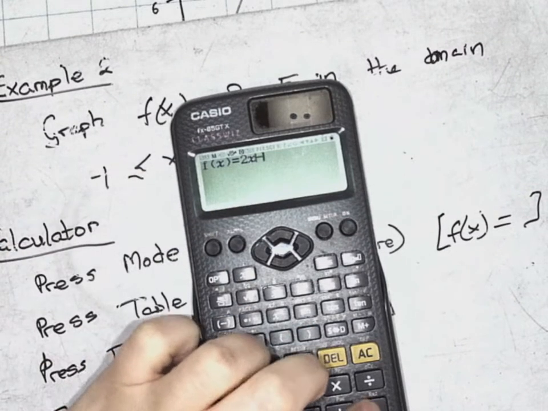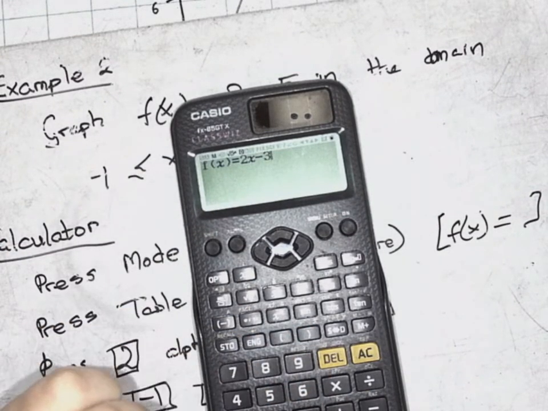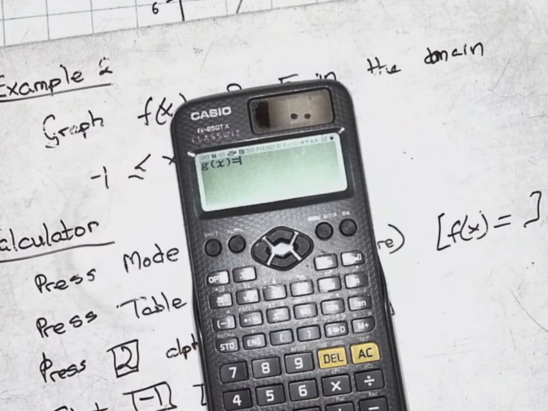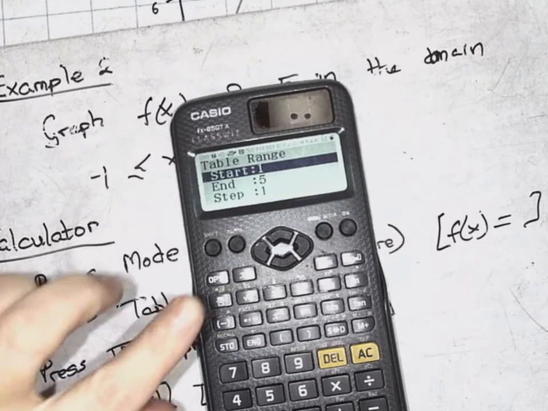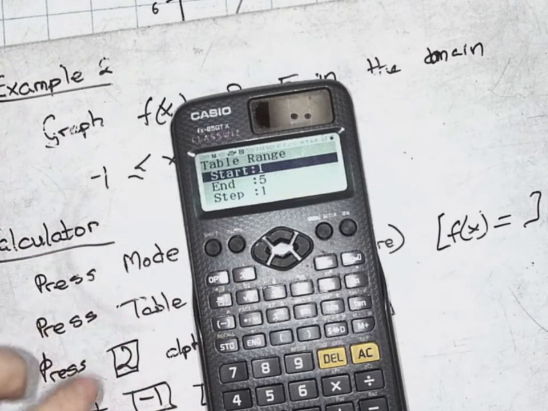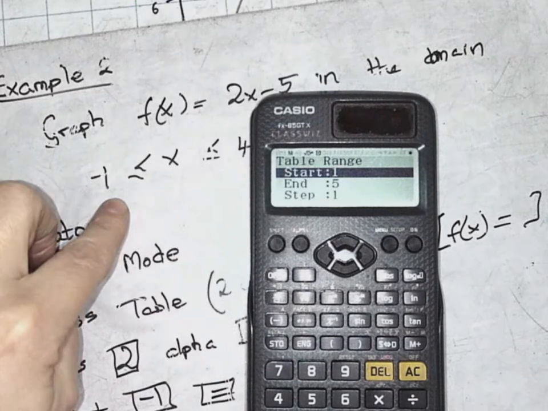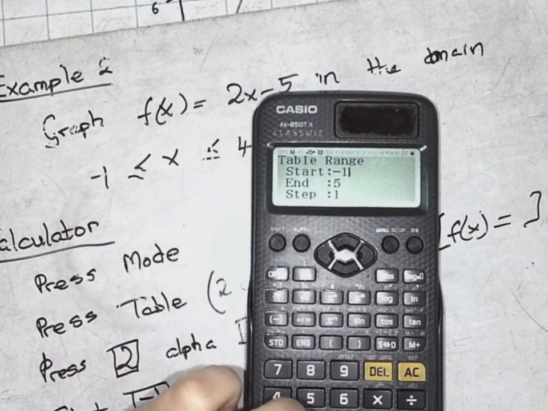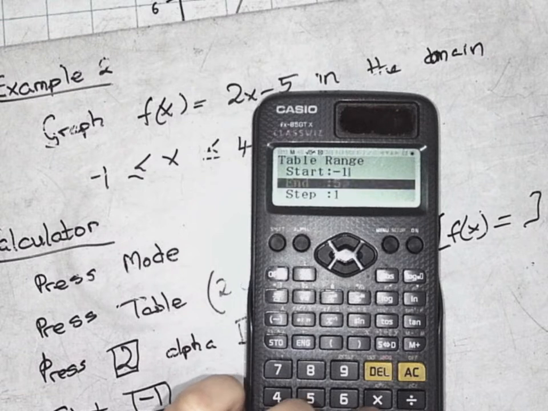Then you have a minus 5, right? And then you press equals. Equals is like enter, so just equals, right? Now the next one won't come up in yours, okay? Now yours will say start. So the start is the first point. So you want to start at minus 1. So you press minus 1 and you press enter, right?